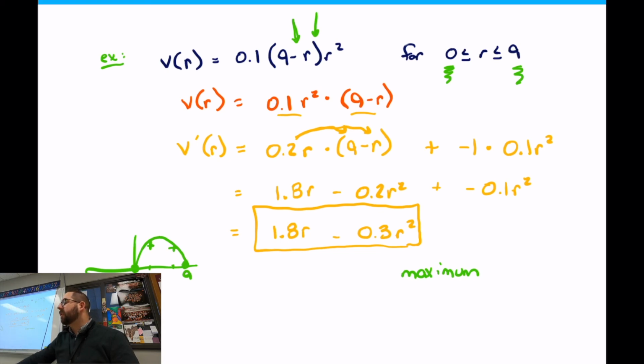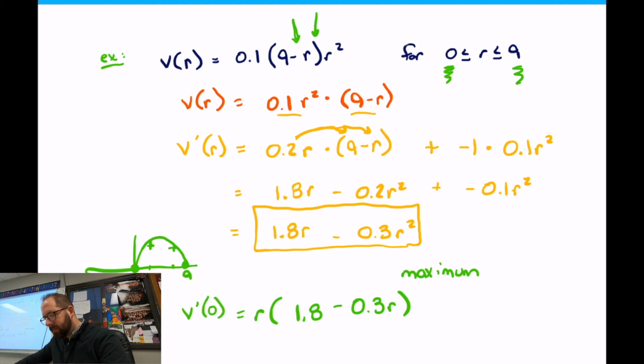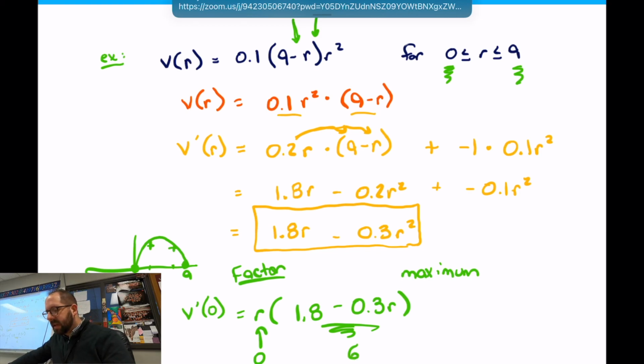To find the maximum, you figure out the critical points. I have to factor this apart. What do these things have in common? An R. Take out an R, so I'm left with 1.8 minus 0.3 R. This is the first derivative factoring. I factor it apart to figure out the maximum or minimum. So this factor could represent 0, and if I set this mess back here equal to 0, it'll be 1.8 divided by 0.3. It ends up being a 6, a positive 6, if I set that equal to 0.